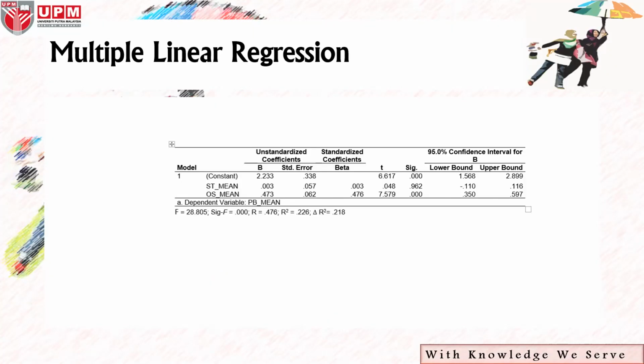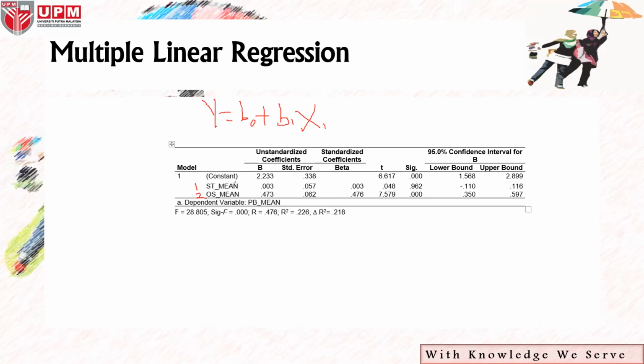Okay. Macam mana nak baca? So if you may recall the regression equation, y equals b0 plus b1x1. This one is for simple linear regression. But now we have two IVs. How do I know? Based on this one. 1, 2. Constant is not an IV, it's not an independent variable.